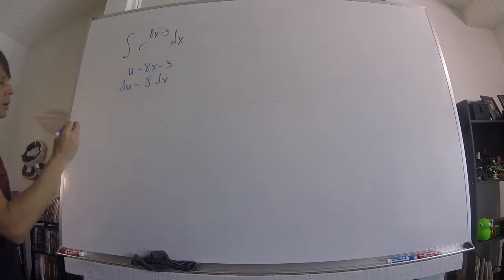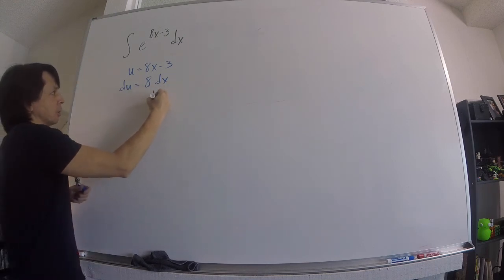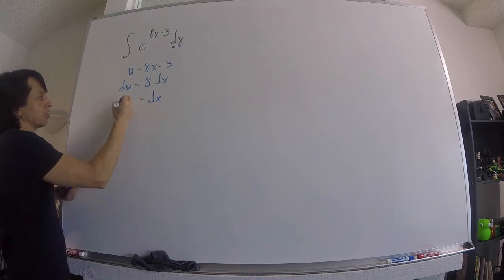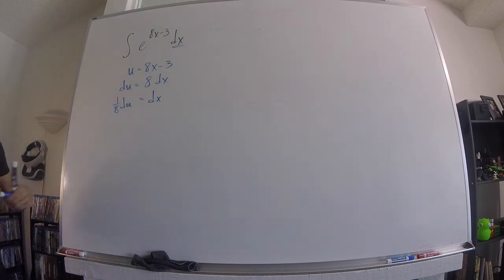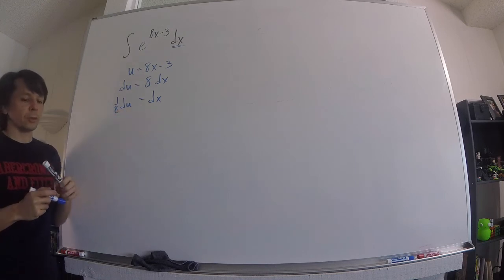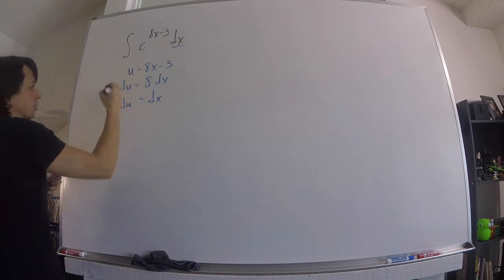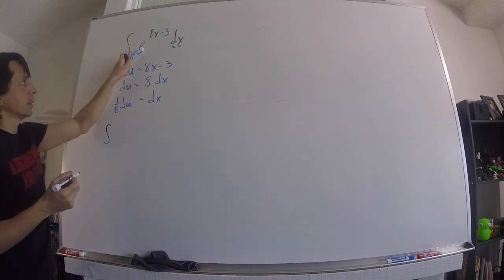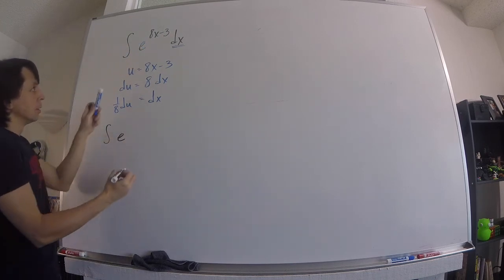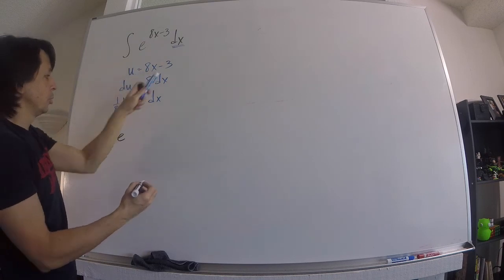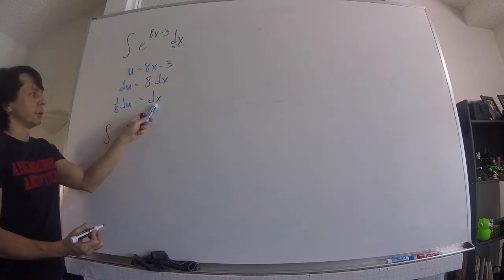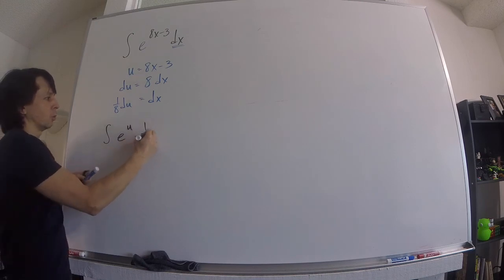All right, and what I didn't do last time, but what oftentimes you can do, is just isolate the dx, meaning I'll divide both sides by 8, and I'll get dx is equal to 1/8 du. All right, and then rewriting my integral. Okay, e to the, my entire exponent is u. I set it to be u. My dx right here, dx is equal to 1/8 du.